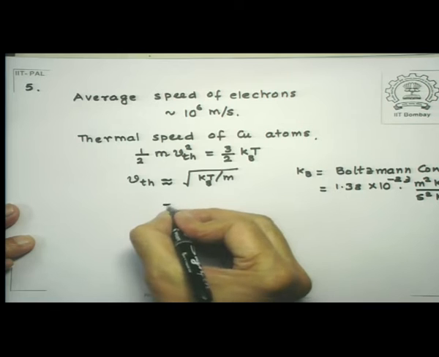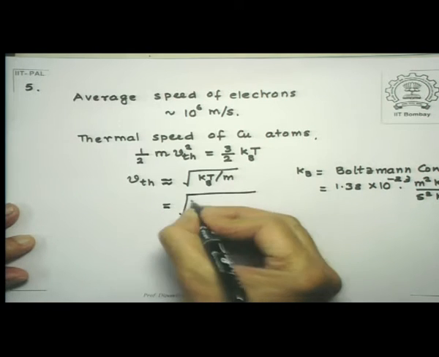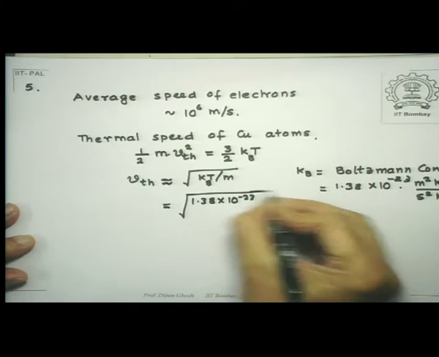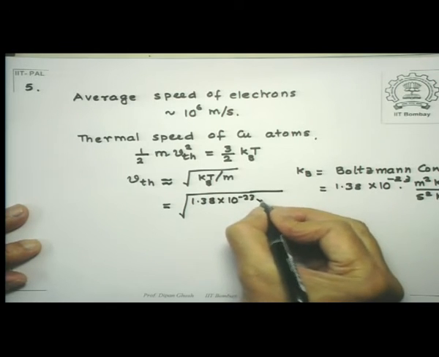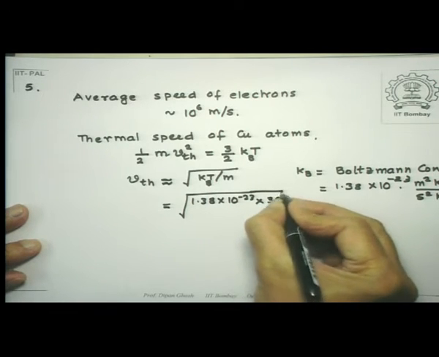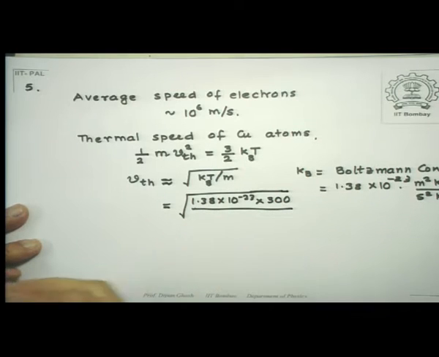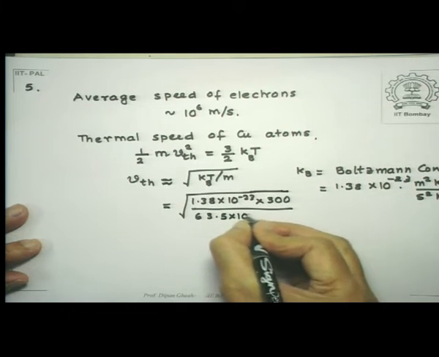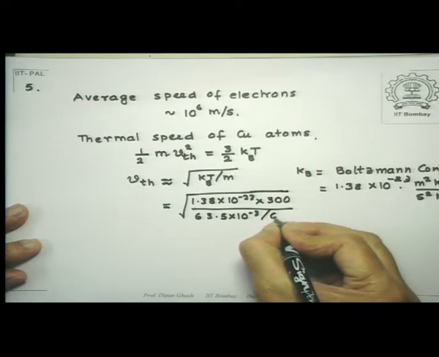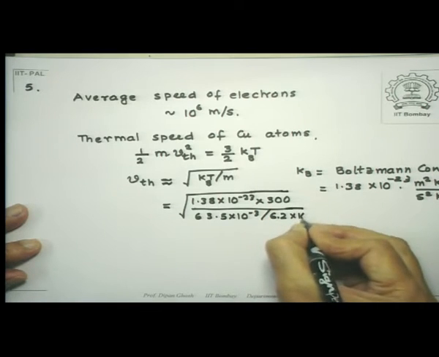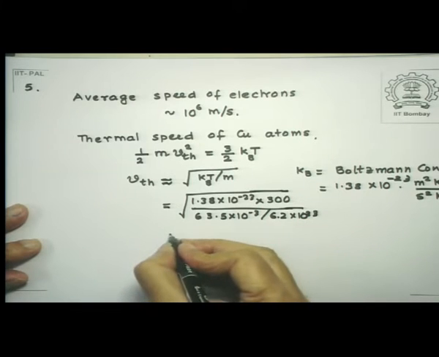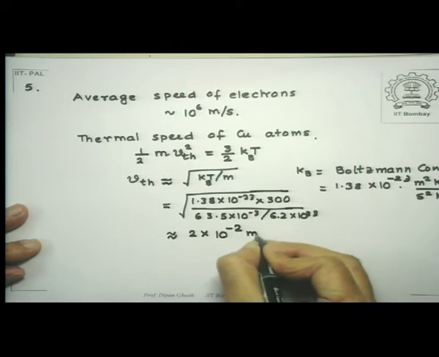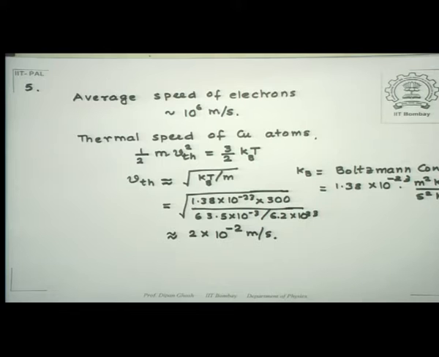Now if you substitute this, what you get is 1.38 into 10 to the power minus 23. Let us take the room temperature to be 300 Kelvin, divided by the mass of copper atom, which we just now calculated to be 63.5 into 10 to the power minus 3, divided by the Avogadro's number, 6.2 into 10 to the power 23. And if you calculate all this, it works out to about 2 into 10 to the power minus 2 meter per second.